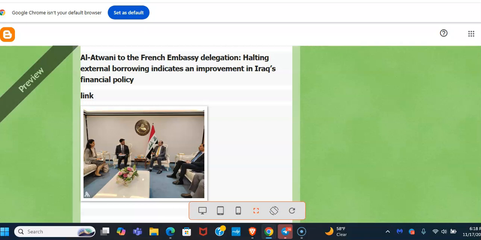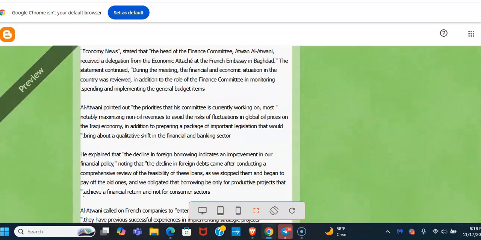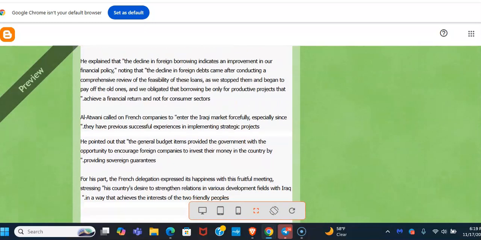Listen to this. Halting external borrowing indicates an improvement in Iraq's financial policy. So they're still going to be friends. They're just like, oh, we don't need any more loans from you. We'll pay off what we have, and then you can invest in us, right? And it brings about a qualitative shift in the financial and banking sector.